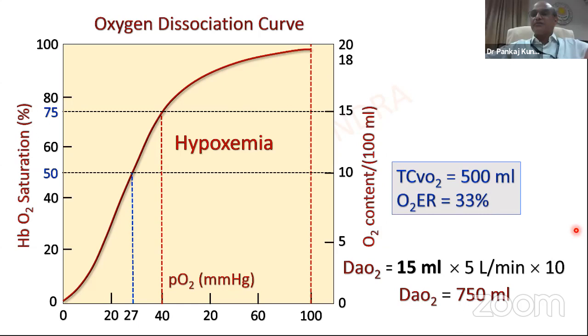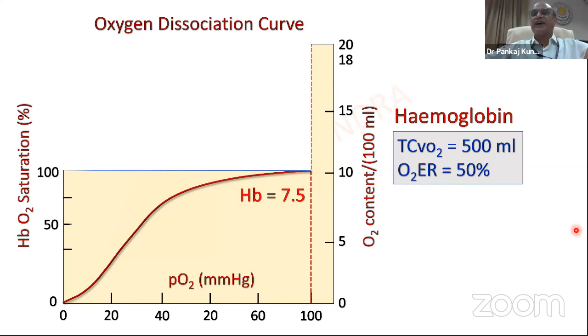But if this hemoglobin is reduced from 15 to 7.5, what will happen? Now look at this side of the graph. Even if the hemoglobin is decreased, the saturation will not be affected. The 7.5 hemoglobin can again be saturated with the full amount. So that is the significance of hemoglobin which can be saturated. But this is an important aspect as far as tissue oxygenation is concerned. So if it is 10 ml, then with a 5 liters cardiac output, your oxygen delivery is only 500 ml.